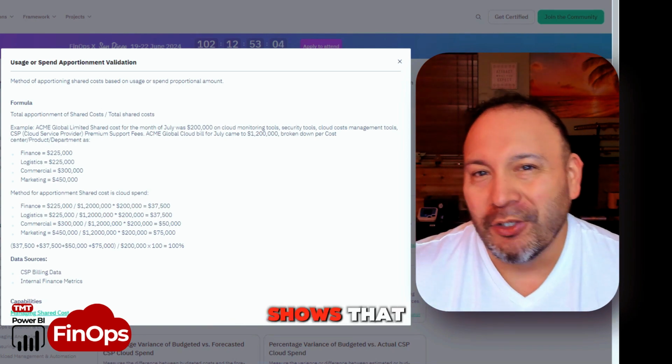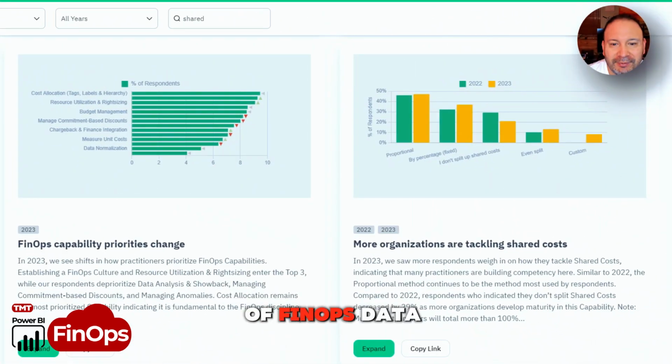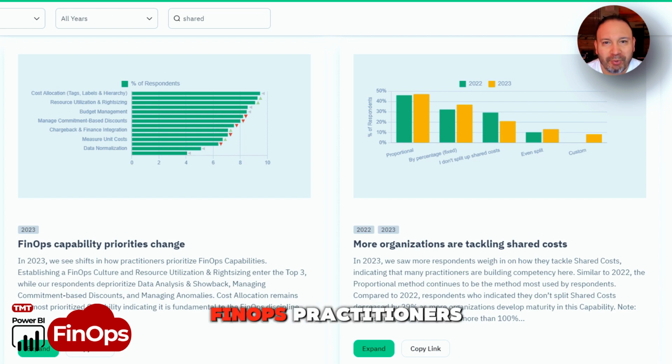And it actually shows that in the state of FinOps data here. If we look on the left, the chart where it says cost allocation is one of the top priorities for companies and FinOps practitioners, where they're looking to deal with shared costs. And then if we look at the chart on the right, they're talking about organizations that are looking to tackle shared costs, and they're using the proportional approach here.